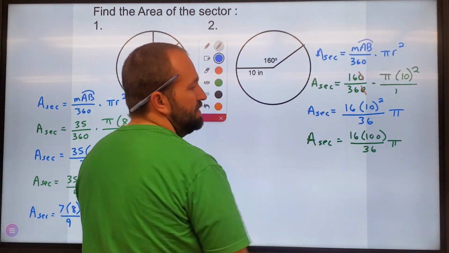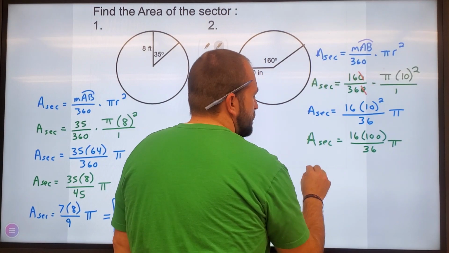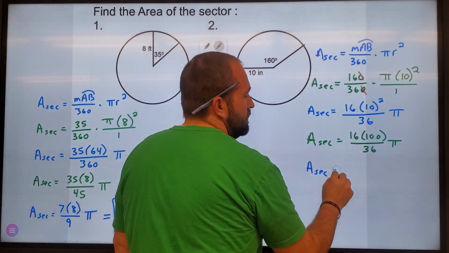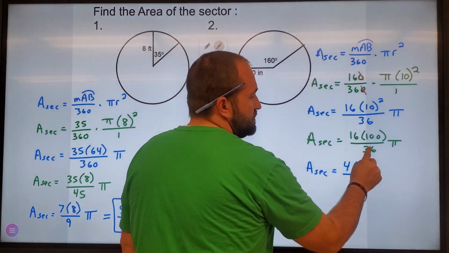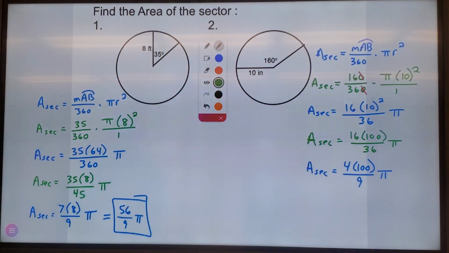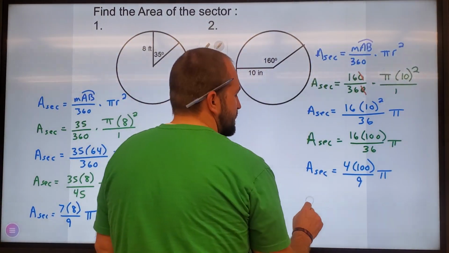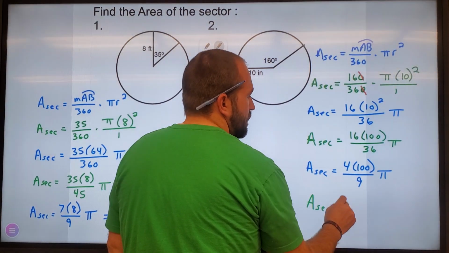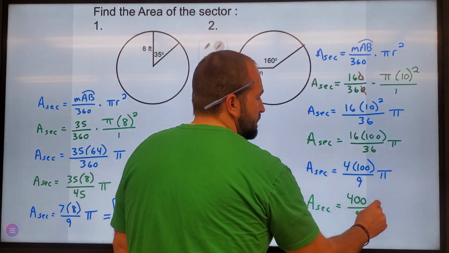Then I can look at the 36 and the 16. I can reduce those by 4. So area of a sector, 16 divided by 4 is 4, times that 100. 36 divided by 4 is 9. And again, times that pi. Here, the 9 cannot go into 4, can't go into 100, and I can't reduce it anymore by any other number. So then my area of a sector here, 4 times 100 is 400 over 9 pi.